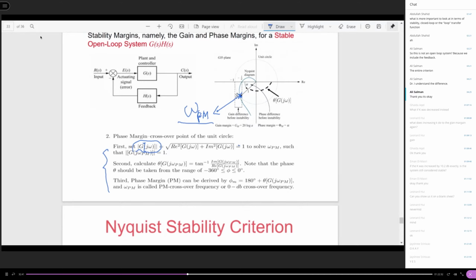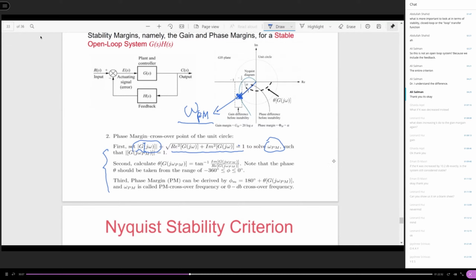Why is it set equal to 1? Because this point is on the unit circle, right? So the magnitude is 1. That's why you set this equation equal to 1, and then you can solve for ω_pm. Then you find the crossover frequency corresponding to this crossover point.